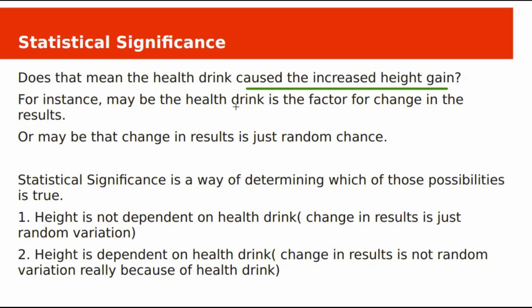For instance, maybe the health drink is the factor for the change in results, or maybe the change in results is just random chance. Even if you give the same food, like you don't give any health drink, and you try to measure the average height, there will be some variation from that 100 centimeters. That variation is called random variation. It is caused by some random chance, not because of that particular health drink. Statistical significance is a way of determining which of these possibilities is true.